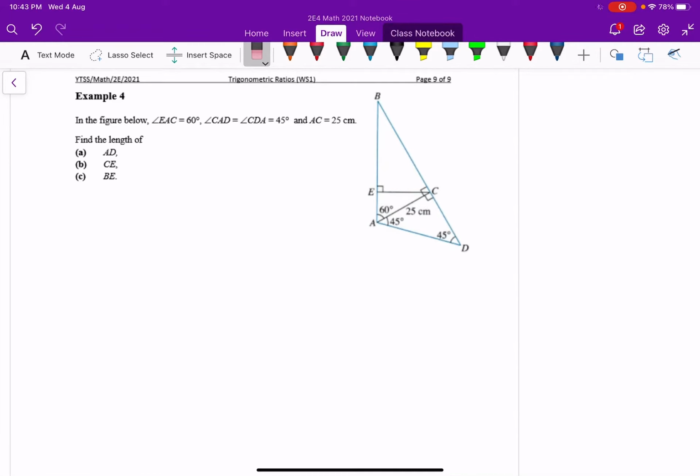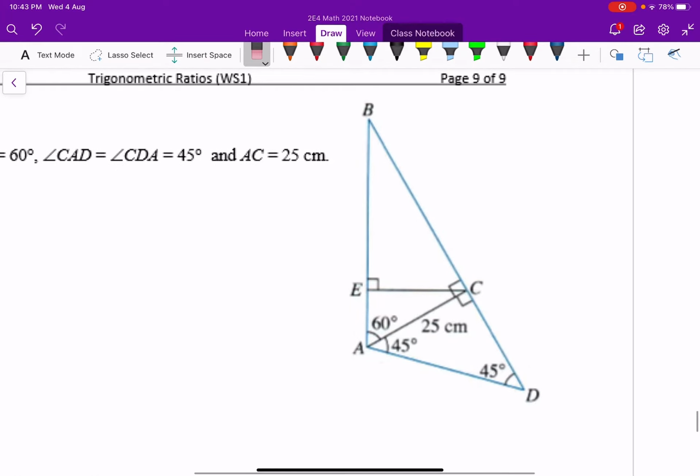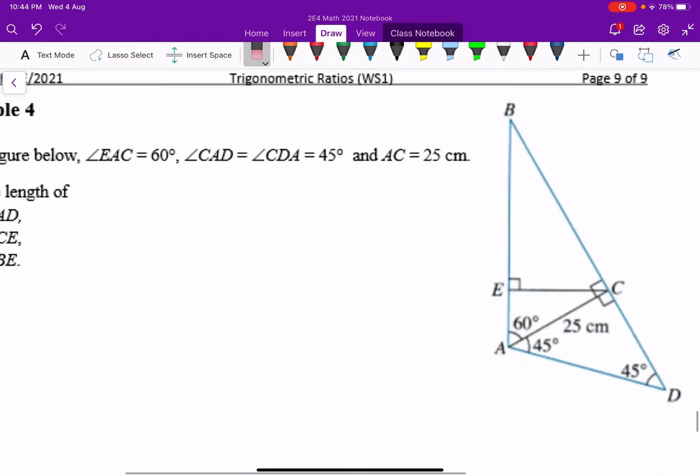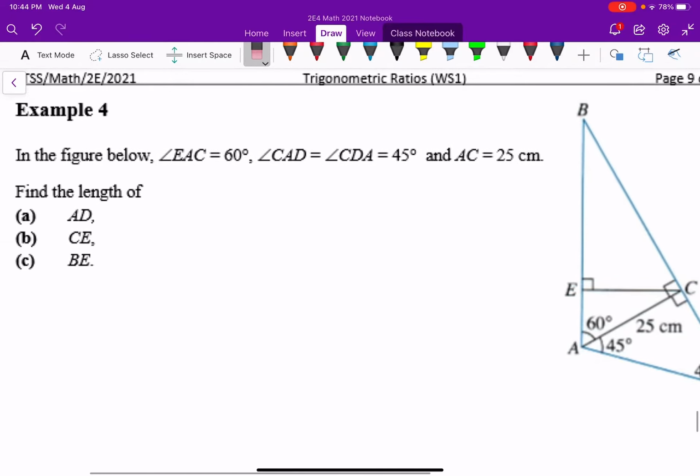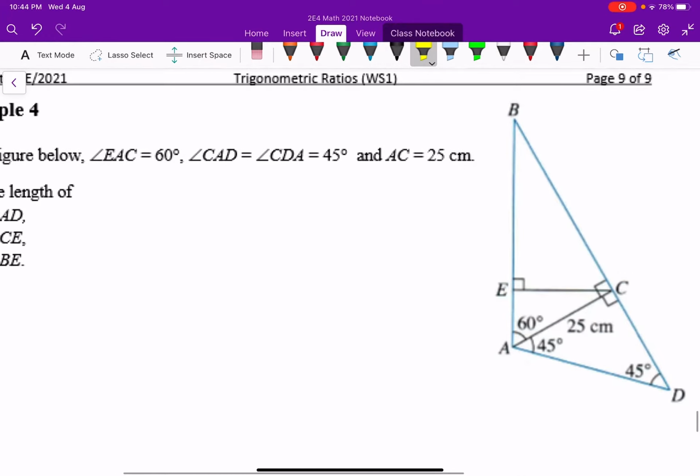Okay everyone, so we are at example 4 now. In this example 4, we have a figure here. You can see that there are multiple triangles within these big triangles here. So we need to be very clear so that we don't mix numbers up. The angles are given to you here. Please read the question properly. Okay, you can pause the video, read it first before you continue.